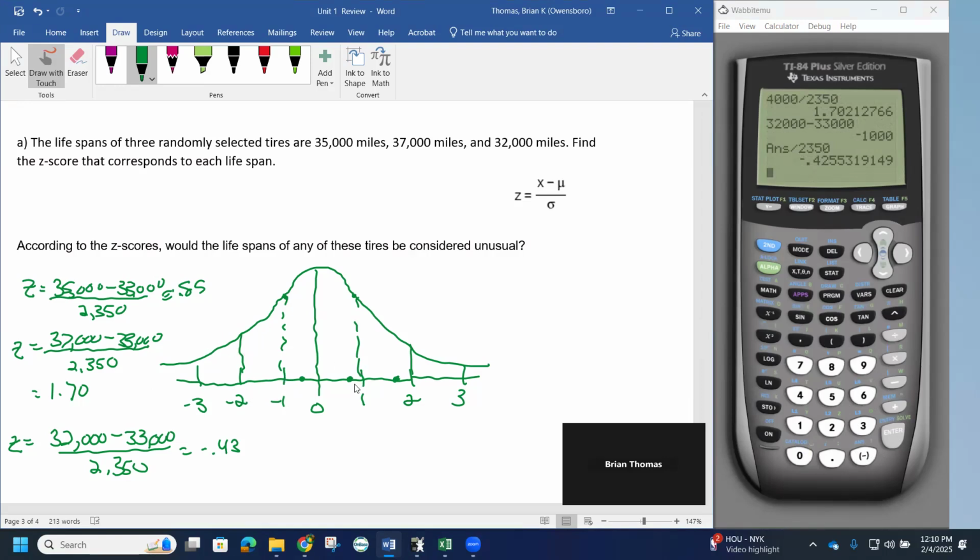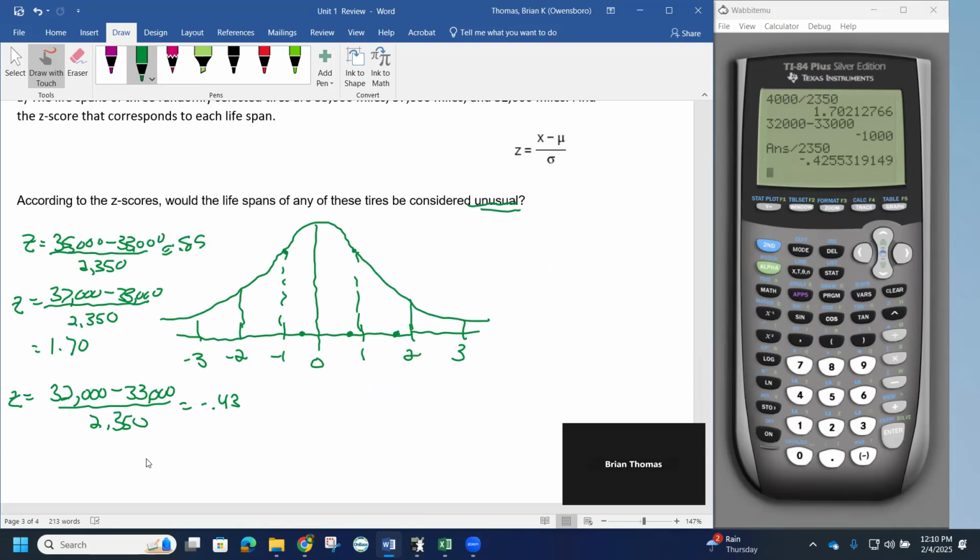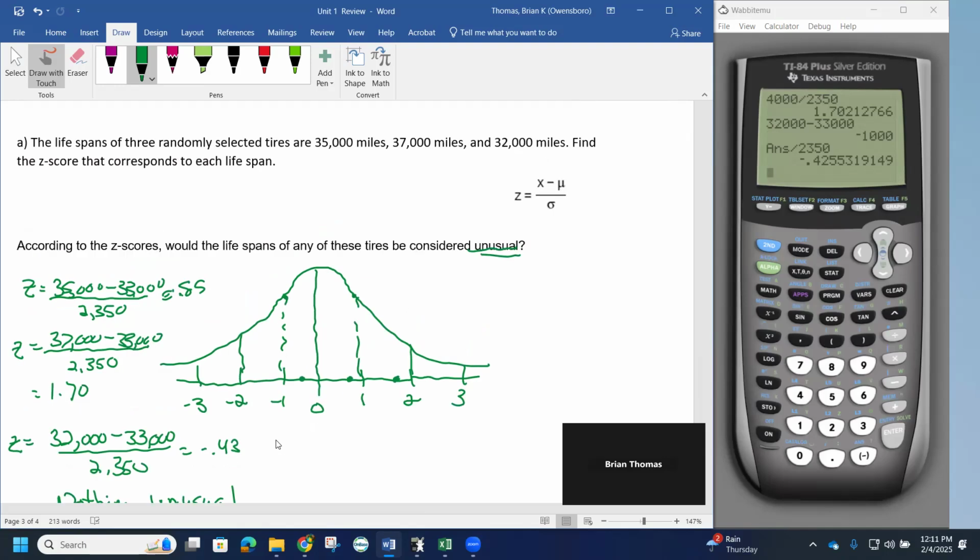Like I said, back in my time it would be in a table, but now we'll have technology to generate all this. So according to the z-scores, would the lifespans of any of these tires be unusual? To be unusual, you have to be out past two standard deviations. Notice that none of the scores went out past -2 or +2. All the z-scores stayed within two standard deviations of the mean. So this is all considered nothing unusual, because nothing is out past two standard deviations. As we move forward, you'll see me draw more of these shapes to help understand the data. So the lifespan of any of these tires was not anything unexpected.